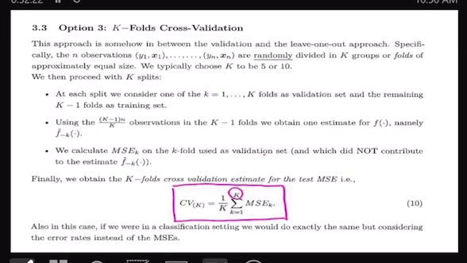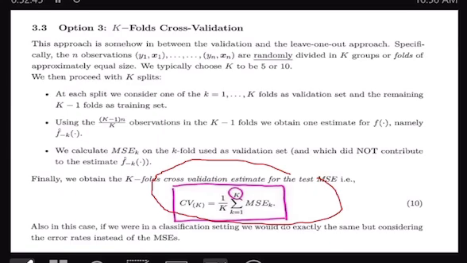Then after that, the moment you have a test on each of them, you're going to compute your mean-square error. Then you're going to average it. Does that make sense? You're going to average it, and that is what you're saying here. You're going to average your mean-square error.